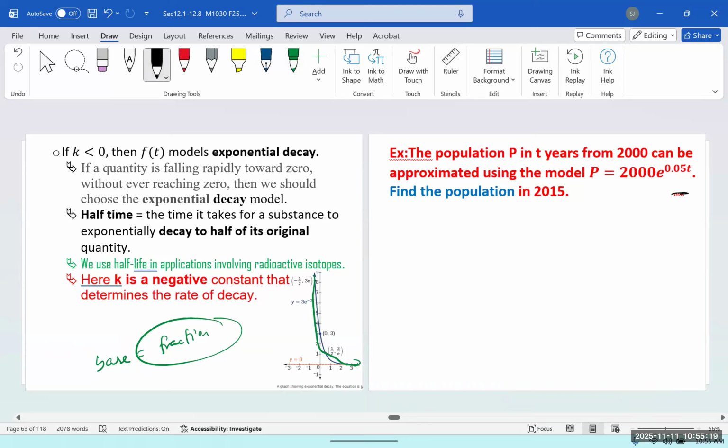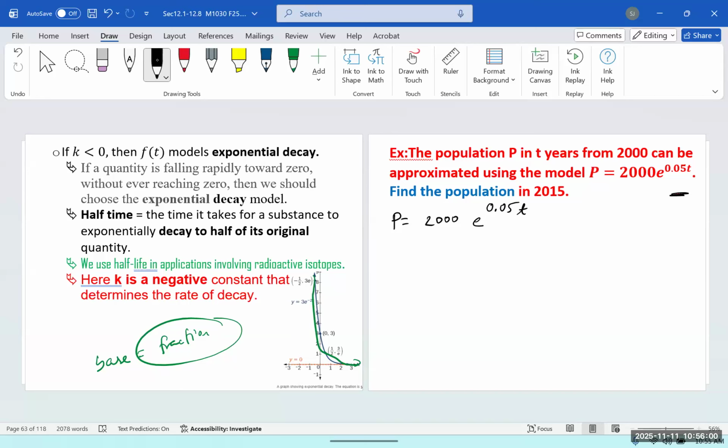Okay, one example. And also in the final exam, they'll sometimes ask this type of question from half-life, double life. So here it says the population P in t years from 2000 can be approximated using this model: P equals 2000 e to the 0.05 times t. Find the population in 2015. So in 2000, we have this formula, 2000 times that.